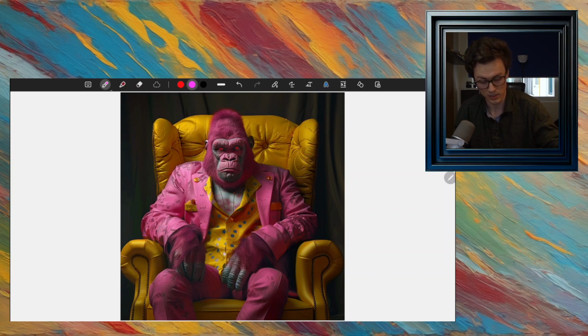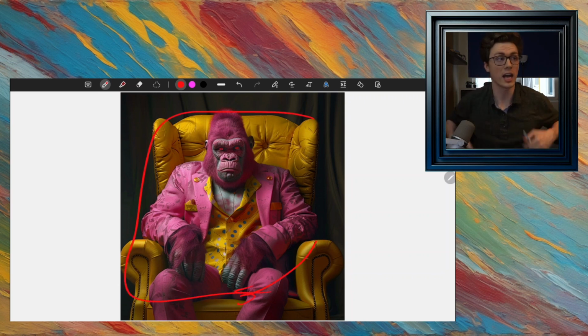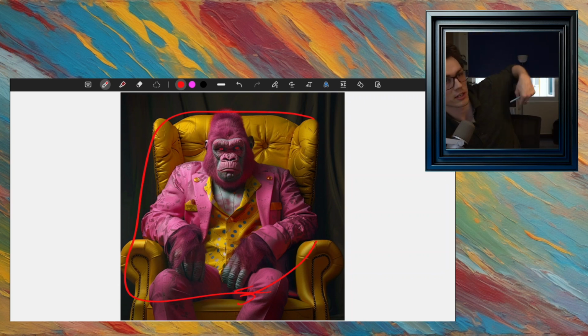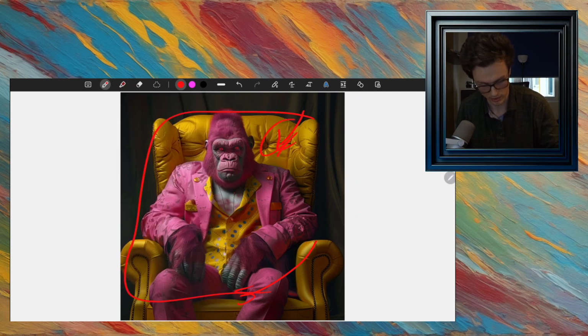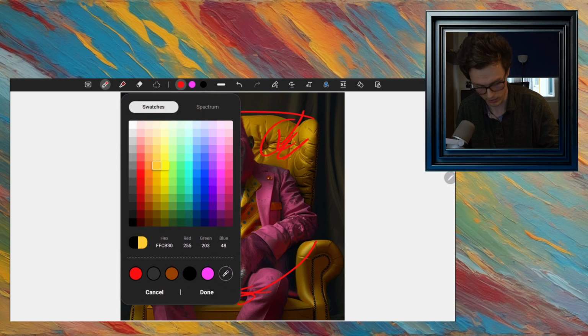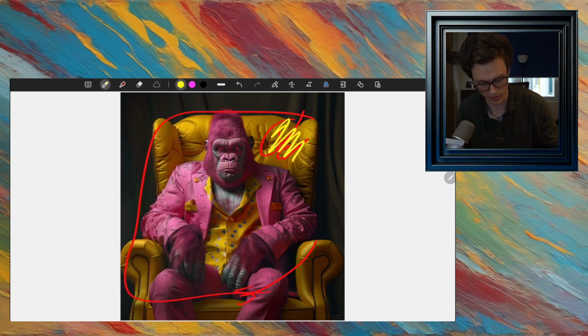And he's sitting on a yellow chair. He's sitting right here on this yellow chair. I'm sitting in a black chair, but he's sitting in a yellow chair. Yellow is this color. Yellow chair.